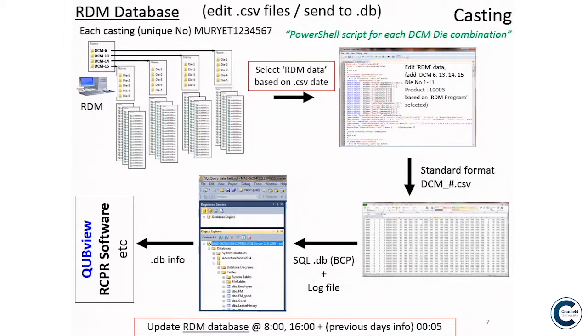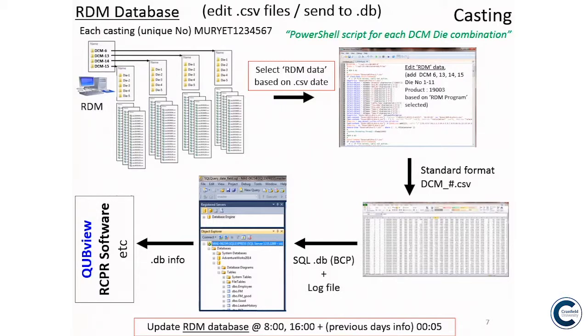So what we've had to do is to run a few scripts which can look at the die casting machine computer, see which die has been running, copy the information across, and then it'll also edit the RDM data. It'll add, for example, the die casting machine number, add the die number, the product, and any other information we want added to that specific column or that part.